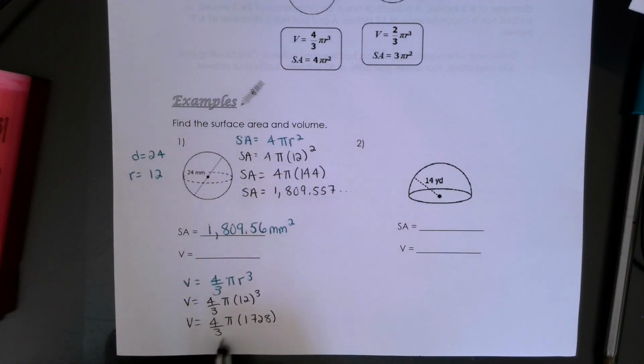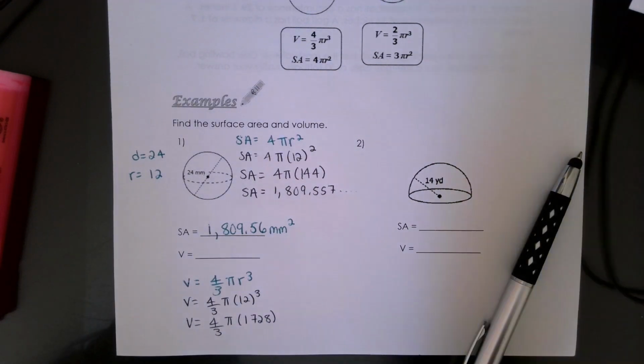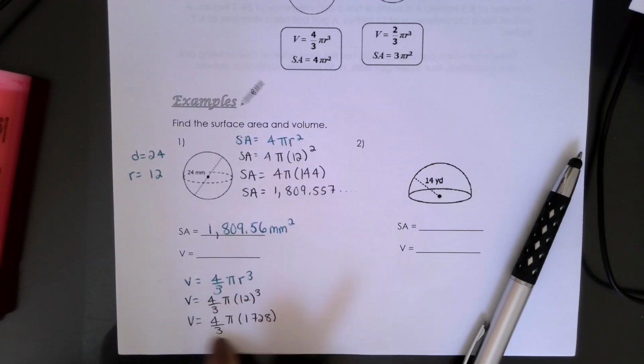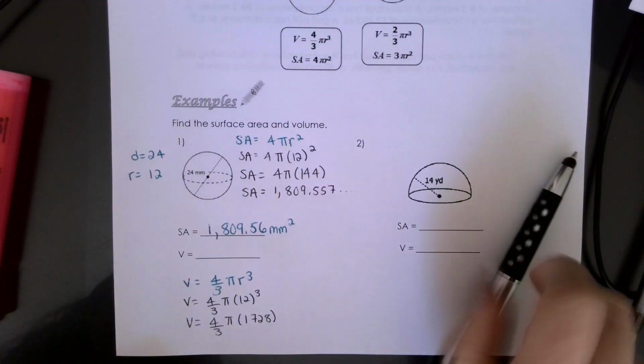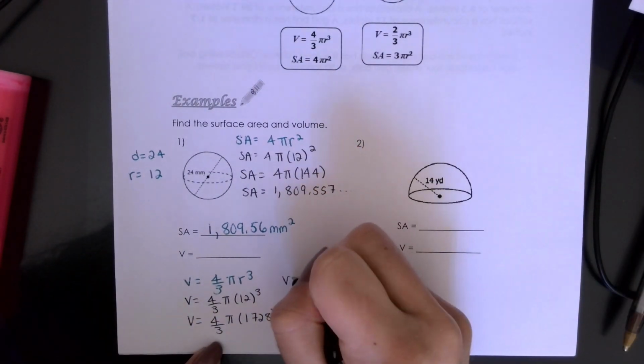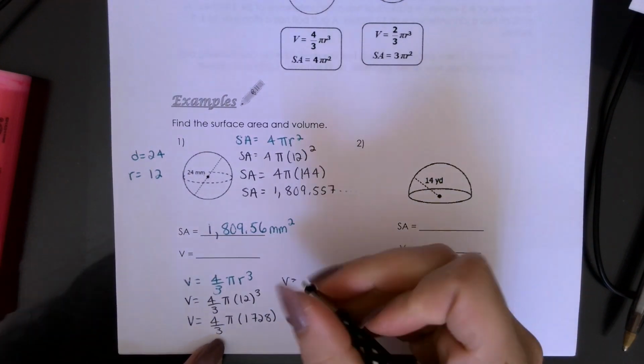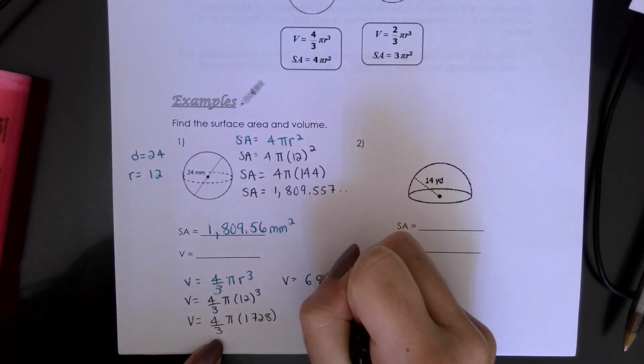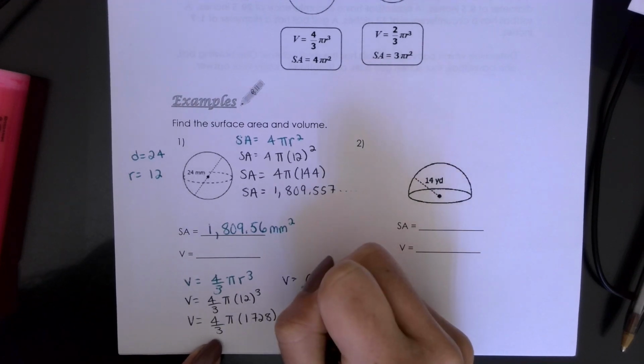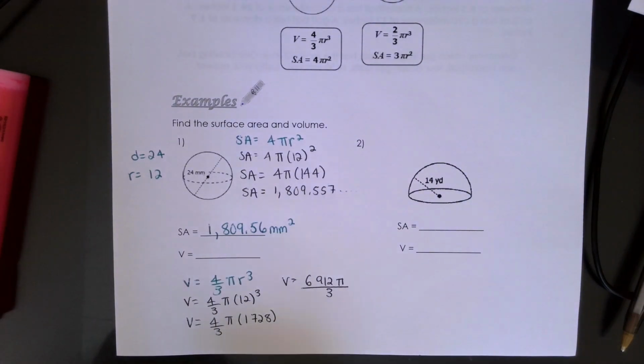Now, if you're worried about this fraction, like what do I do with it? Don't worry about it. Just remember, this is all over 1. So you could rewrite this and do 4 times pi times 1,728 and then divide by 3. So let me show you. Multiply them out, you have the volume. I'm going to multiply 4 times 1,728, and you get 6,912 pi, and it's all divided by 3. That's the same thing. You're multiplying all this, and at the end you're dividing by 3.